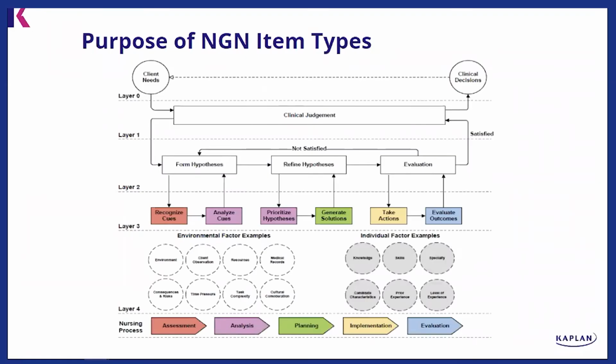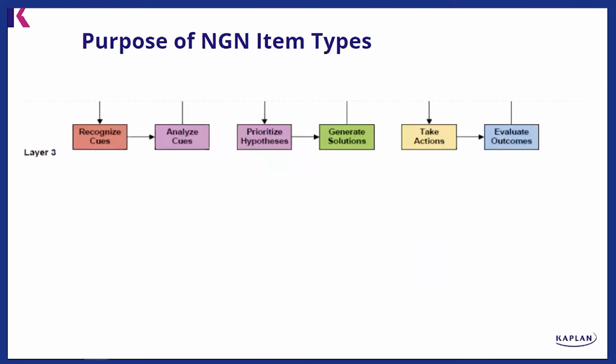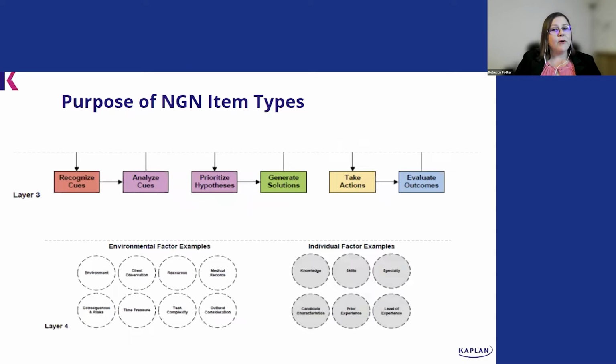This slide may look very intimidating. Fret not. What the National Council State Board of Nursing, NCSBN, is using is NGN item types to assess your ability for Layer 3. These are the thinking and cognitive skills you are required to use when answering NGN questions. They range from cue recognition to the evaluation of outcomes. The nice thing is that these concepts are not new as they follow the nursing process that you know so well.